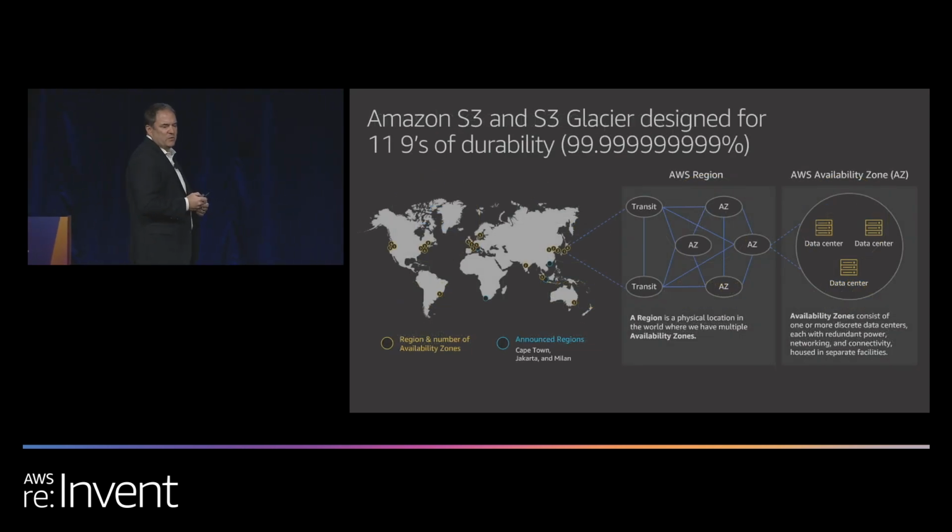So the first question customers ask is, will my data be safe? So Amazon S3 and Glacier are designed for 11 nines of durability. Those are the two primary services that customers are using to back up their data to the AWS cloud. So what does 11 nines of durability really mean? It means that if you have 10 million objects stored in Amazon S3, over 10,000 years, on average, you will lose one object. So that's highly durable. Your data is safe in the AWS cloud.